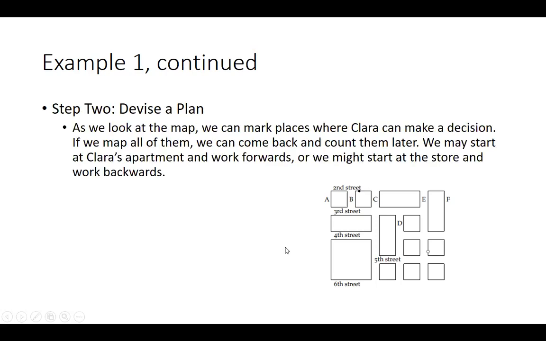Step 2, devise a plan. As we look at the map, we can mark places where Clara can make a decision. If we map all of them, we can come back and count them later. We may start at Clara's apartment and work forward, or we might start at the store and work backwards.